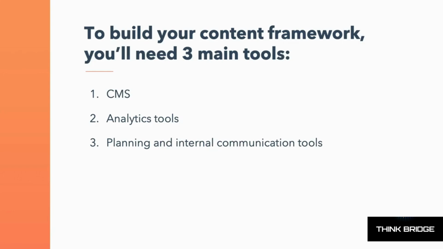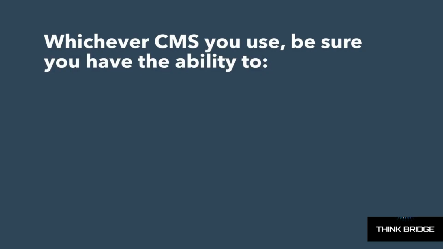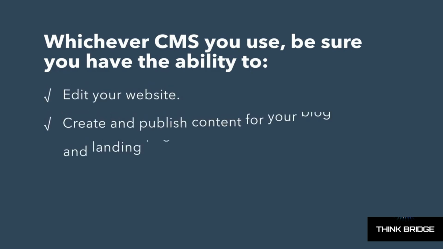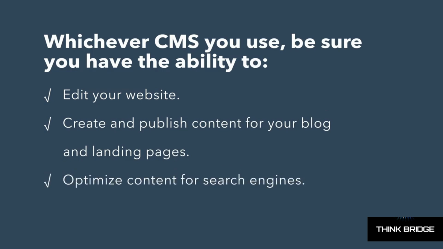To build your content framework, you'll need 3 main tools: CMS, analytics tools, and planning and internal communication tools. A CMS is a tool for creating, editing, and publishing digital content. There are different types of content systems, such as HubSpot and WordPress, so you'll need to identify what works best for your company's needs. Whichever CMS you use, be sure you have the ability to edit your website, create and publish content for your blog and landing pages, and optimize content for search engines.